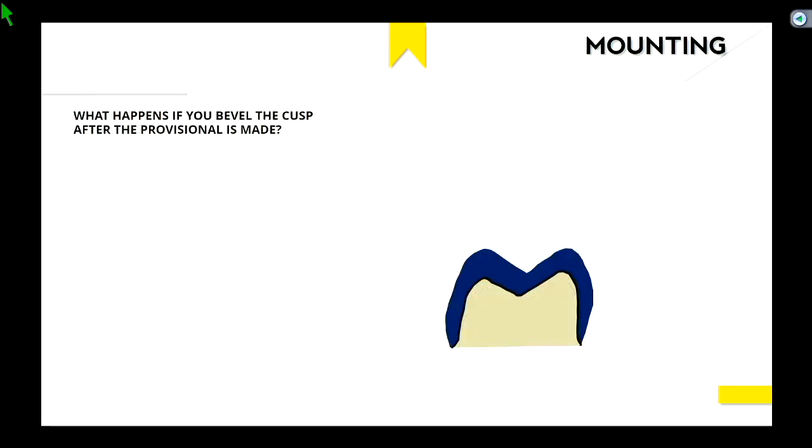So this is the example that we had on the previous exam. What happens if you bevel the cusp after the provisional is made? The blue crown there is our provisional. We notice we're under-reduced, so we want to grind it more. So we take our burr and remove that little bit. And we have our same provisional, and we put it back on the tooth. Well, it's going to fit the same way. It's just going to be a little bit of a gap in between.